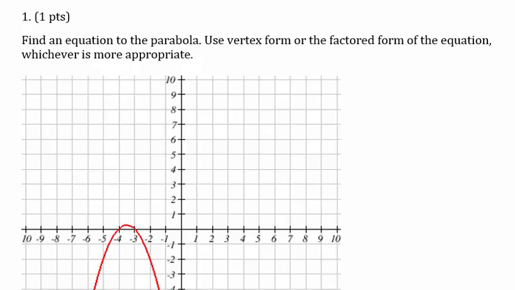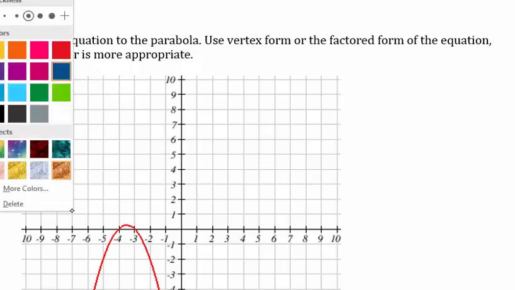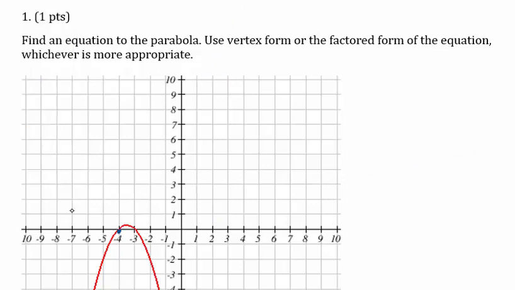Okay, so if I'm looking at this graph of the quadratic, out of the two forms, I would say the easiest one to use is factored form, because we can tell what those x-intercepts are pretty clearly. The vertex has non-integer coordinates, so that may be a little bit harder to tell.